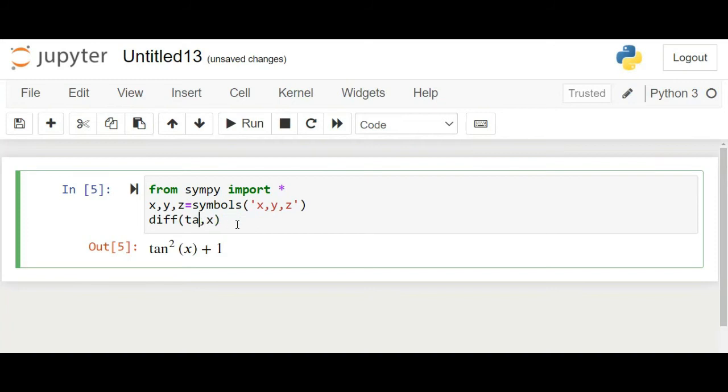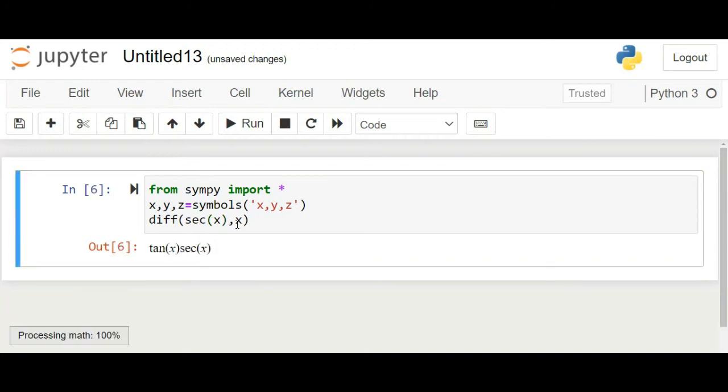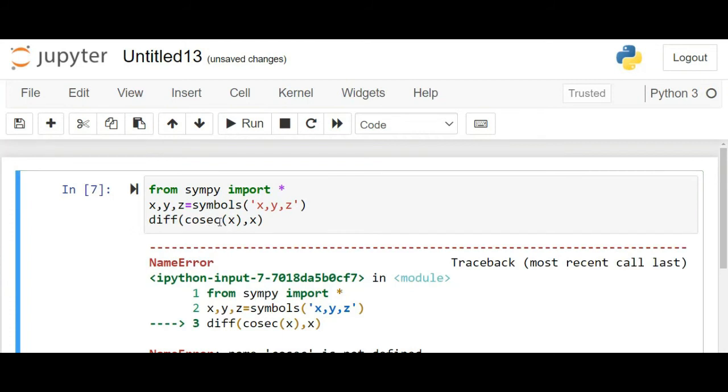After tan x, we write secant x inside the parenthesis. In this case, the derivative of secant x is secant x times tan x, and if I change it over here to cosecant x, then our derivative will of course change, to minus cosecant x times cot x.